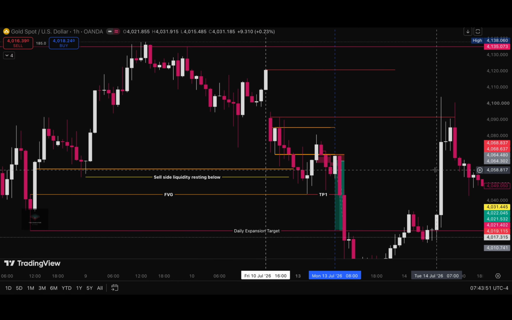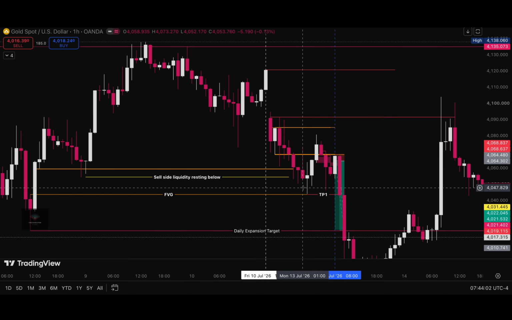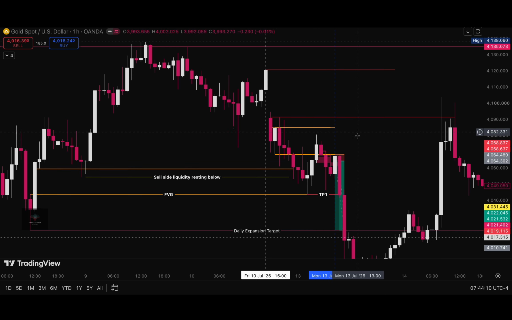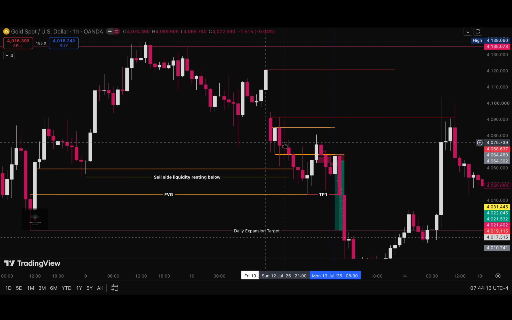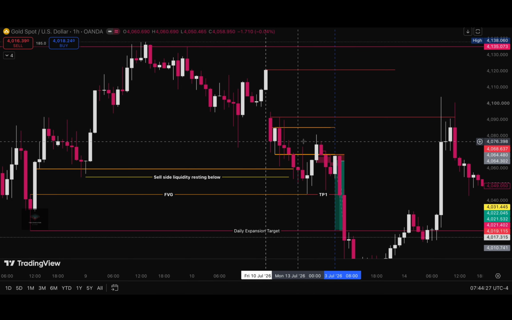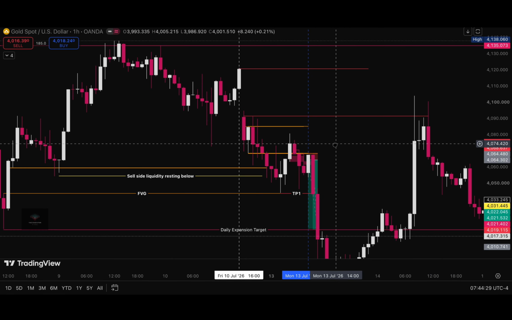But what the market did was that it came down, it took liquidity from there, it filled in that fair value gap nicely, and then it started to go up as I was expecting it to go. But right here, it just started going sideways. Of course, not on this 1 hour chart. I was watching it on 1 minute chart.